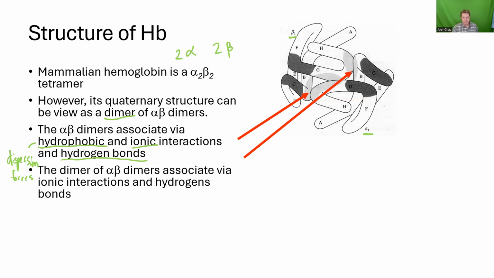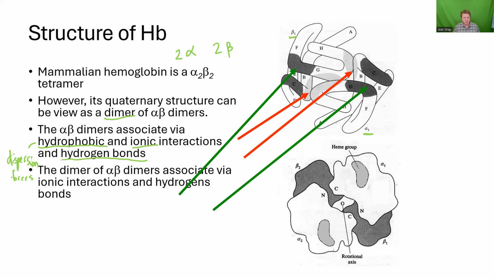So what that means is that these contacts right here between our alpha 1 and beta 1, that is hydrophobic, ionic, and hydrogen bond. So dispersion and hydrogen bond and ionic interactions. But then when we get our second dimer of dimers, that's when we have our tetramer that assembles, and the dimer of alpha beta dimers associate through ionic interactions and hydrogen bonds.